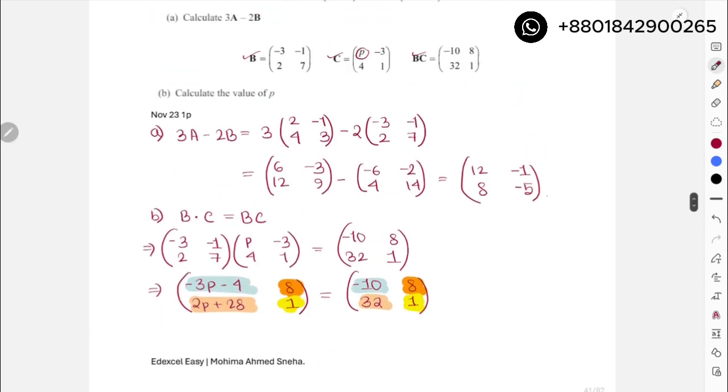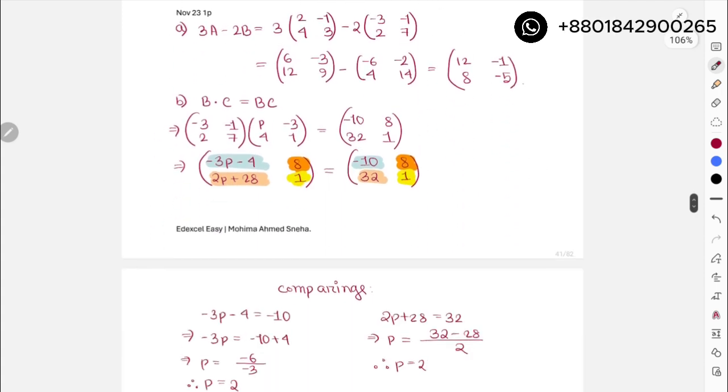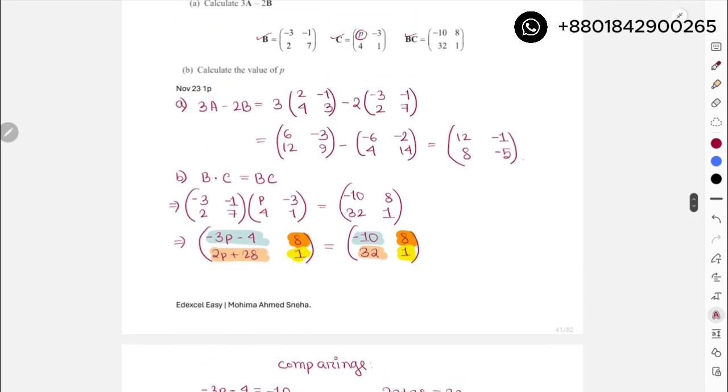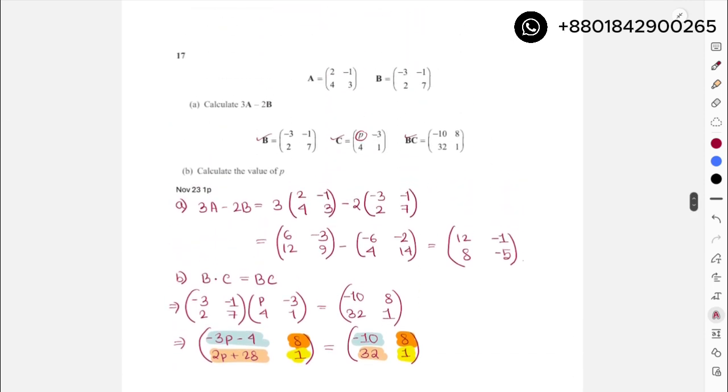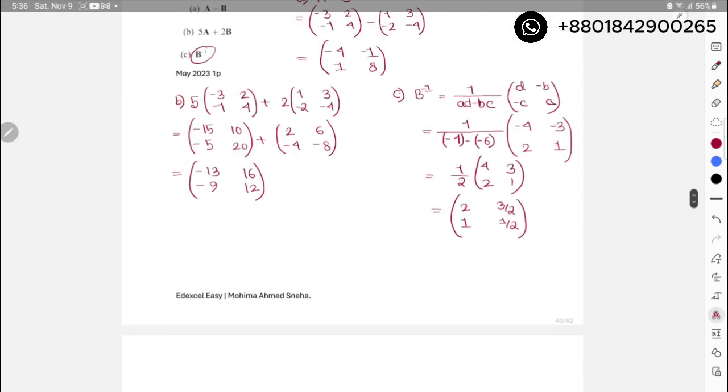If you are not getting the same value for P, then obviously there is something wrong with your calculation, because always, if you have the same alphabet throughout your matrix equation, it doesn't matter which components you are comparing, you'll always end up with the same value for the same alphabet. So that is your checkpoint in that reference. This is one type of matrix question, which is creating an equation and solving for an alphabet. Otherwise, the basic cases for the matrix are going to remain as this.